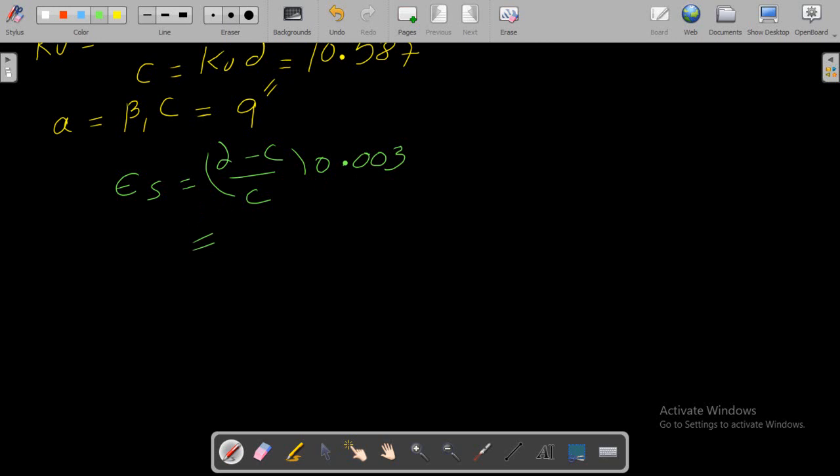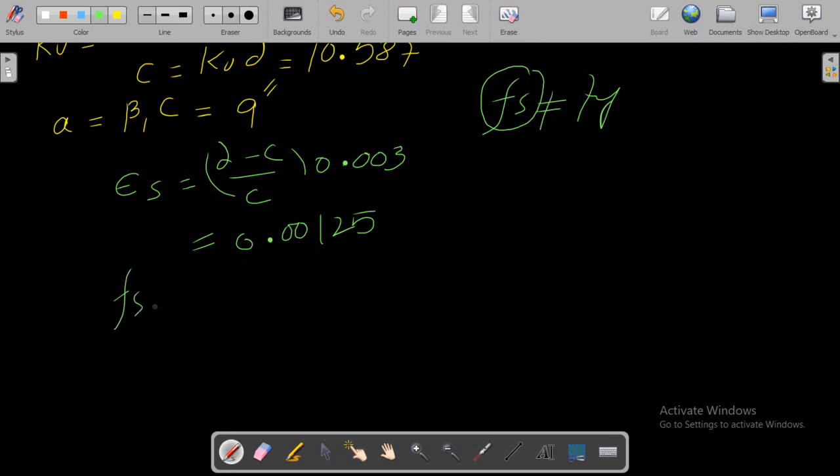What I got here in my calculator is 0.00125, right? Now this time the strain value will be this one. From this, remember, as we know that f is not equal to Fy, so what will be the value of the stress in the steel? We will calculate this from Hooke's law, that is, modulus of elasticity times strain in the steel.